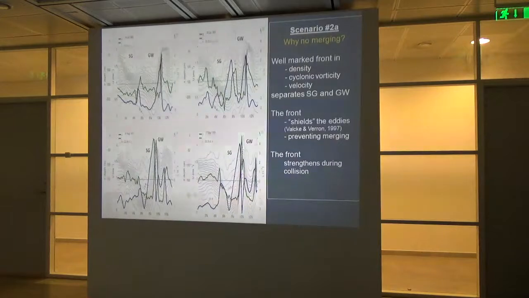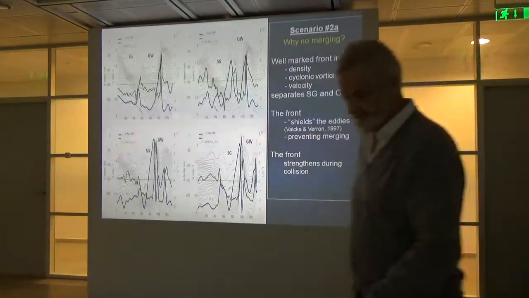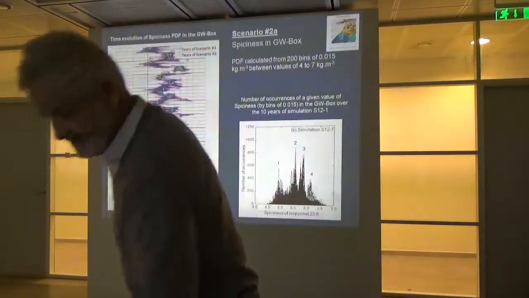So there's this front, a density front and vorticity front. They shield the eddies and prevent the merging. So that's a process that prevents the eddies from merging.